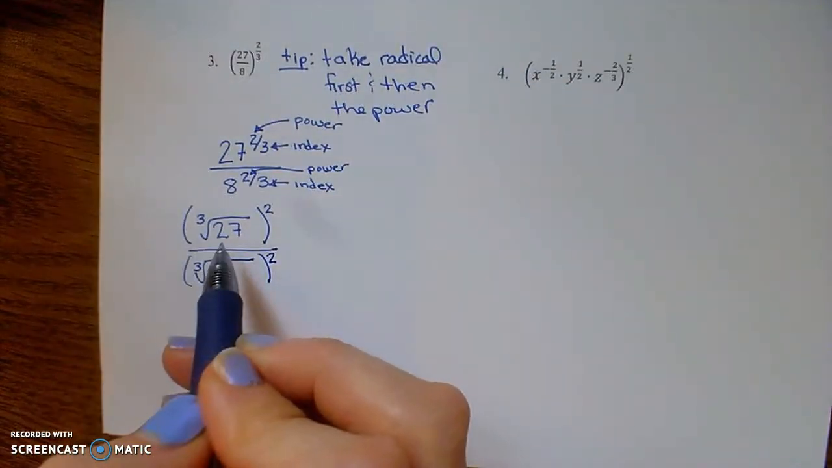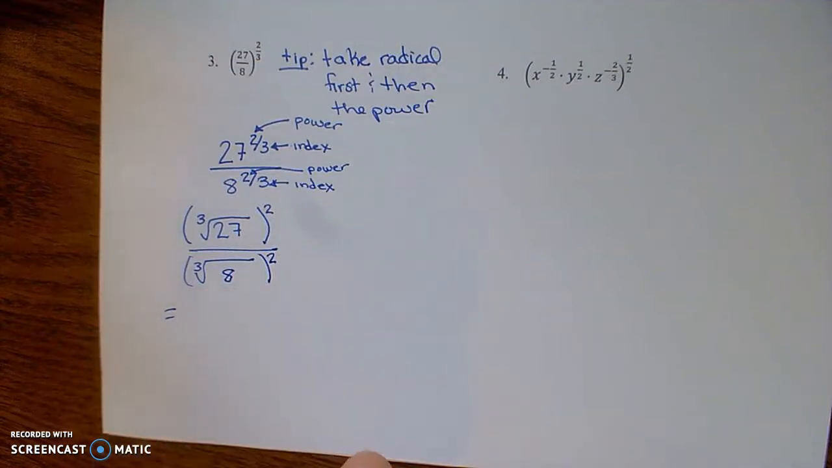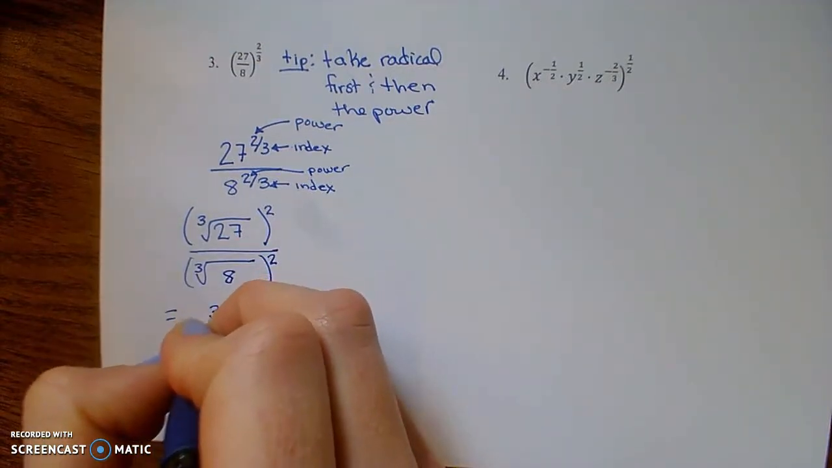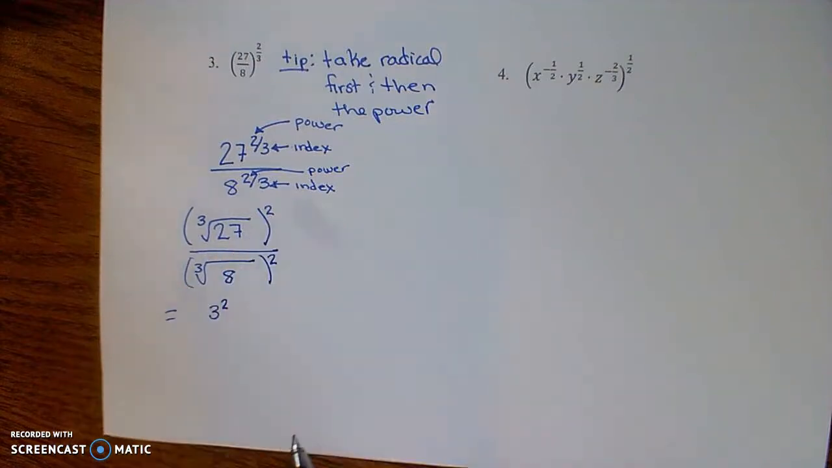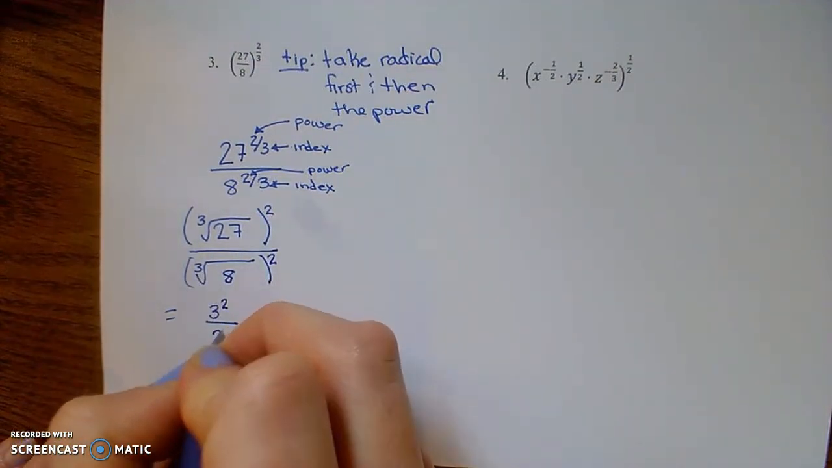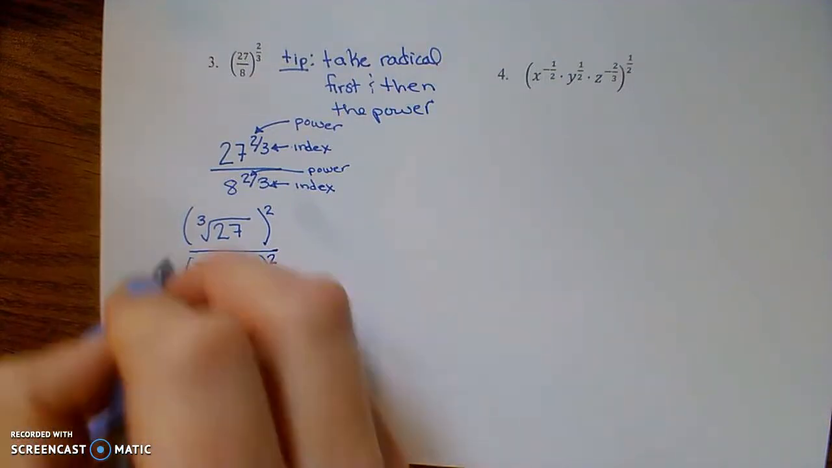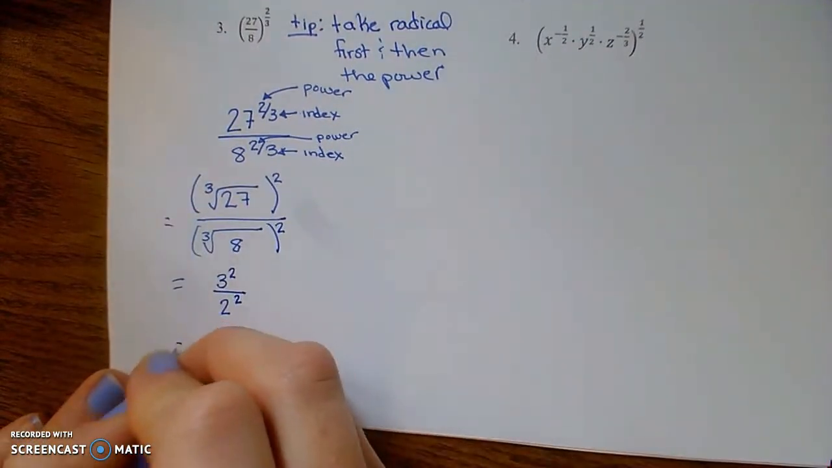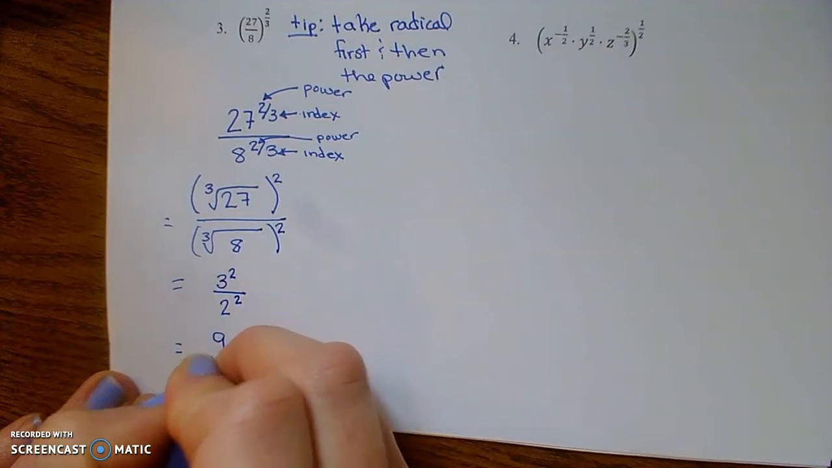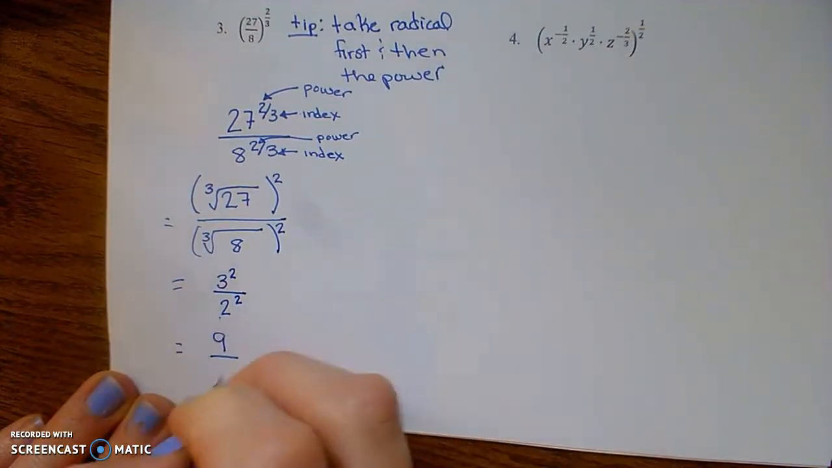All right, 3rd root of 27. 3 times 3 times 3 gives me 27. So the cube root of 27 is 3. And then I'll have to square it. Over the 3rd root of 8 is 2. And then I'll have to square that. So lastly, 3 squared is 9 over 2 squared is 4.